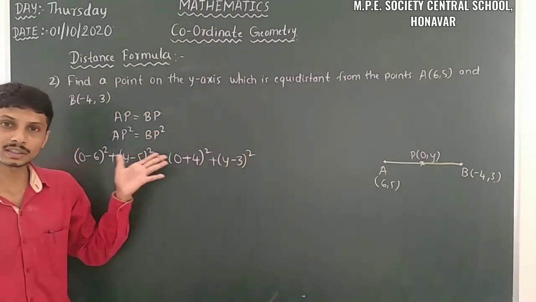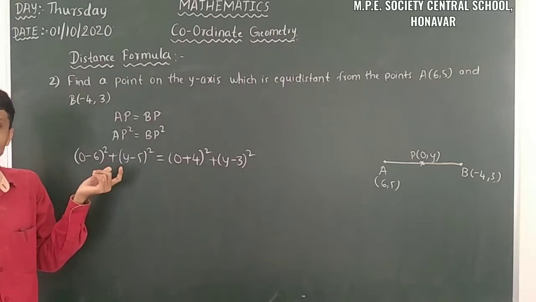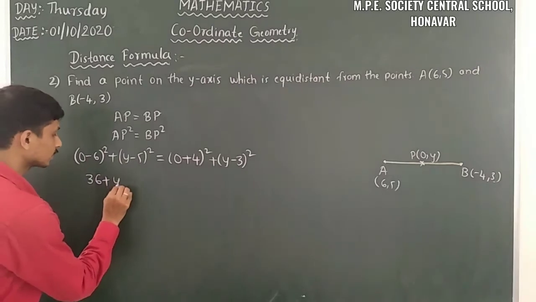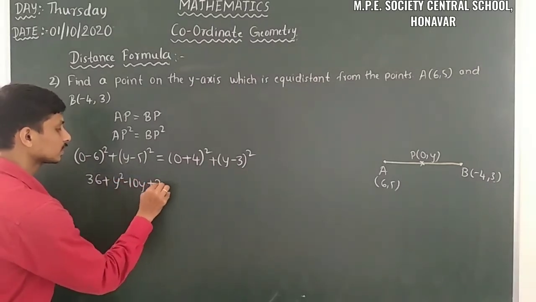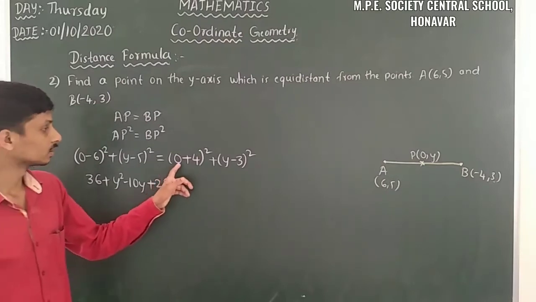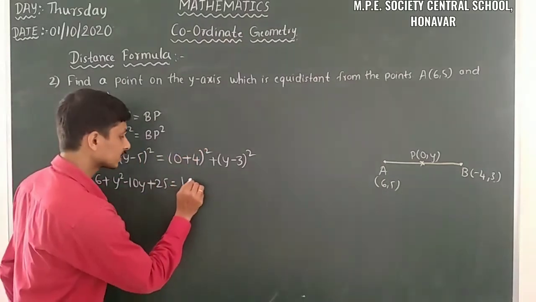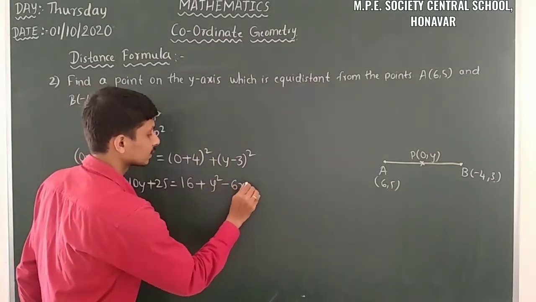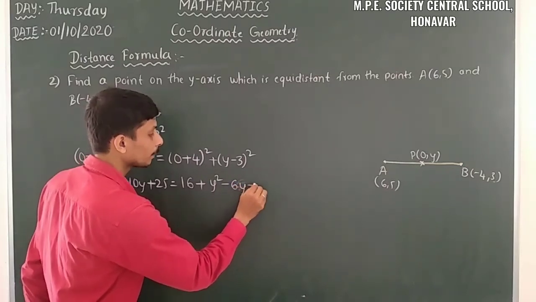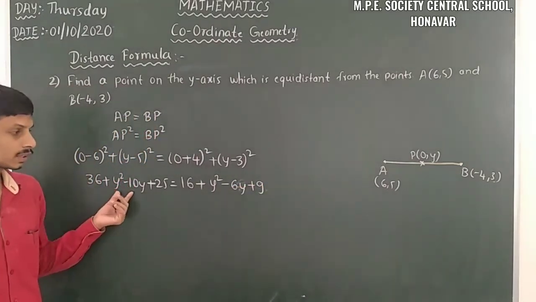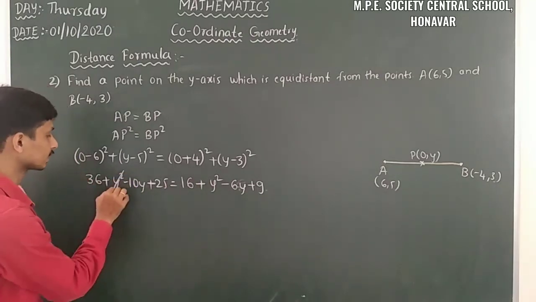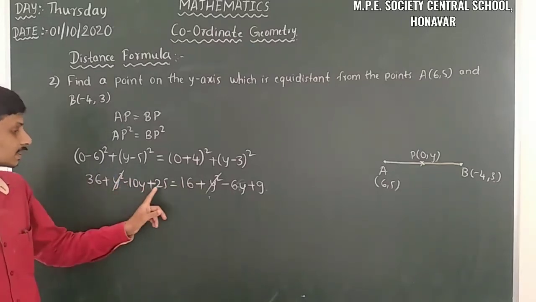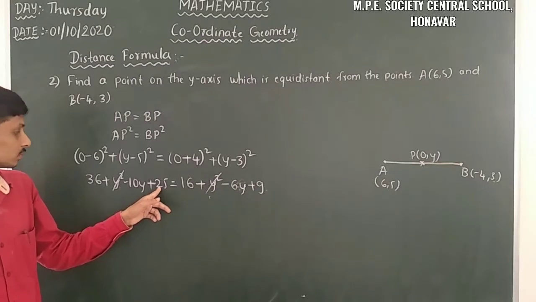So you have to insert the distance formula. Just observe: minus 6 whole square means 36, plus (y minus 5) whole square, that is y square minus 10y plus 25, is equal to (0 plus 4) whole square. 4 square means 16, plus y square minus 6y plus 9. Just observe, y square is there and y square is there, so after transposing it cancels. Then we have to simplify that. 36 plus 25.